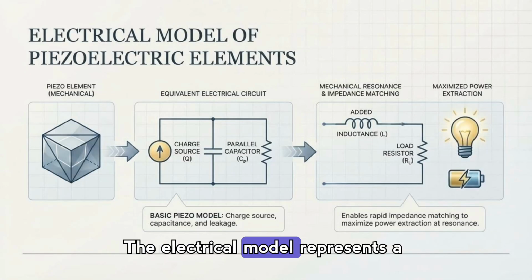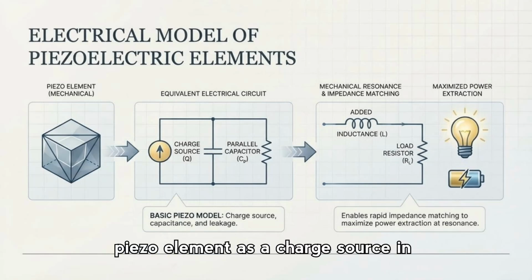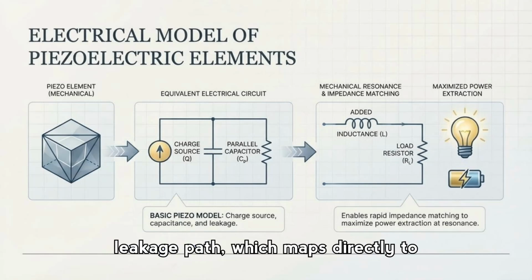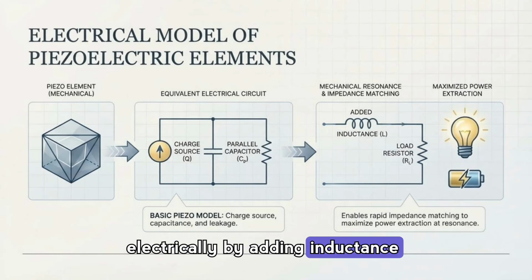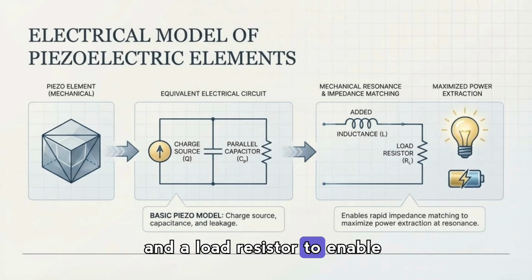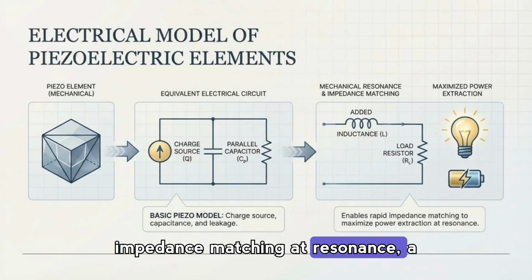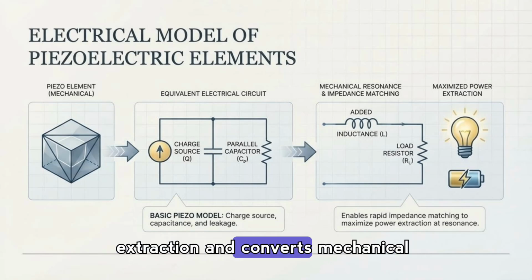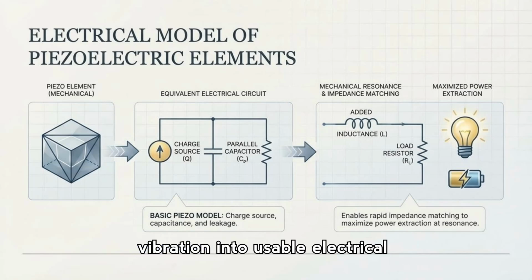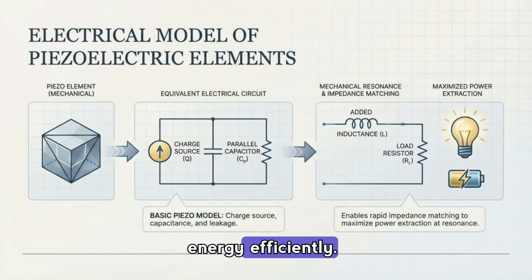The electrical model represents a piezo element as a charge source, in parallel with a capacitance and leakage path, which maps directly to an equivalent circuit. Mechanical resonance is then matched electrically by adding inductance and a load resistor to enable impedance matching at resonance, a key step that maximizes power extraction and converts mechanical vibration into usable electrical energy efficiently.